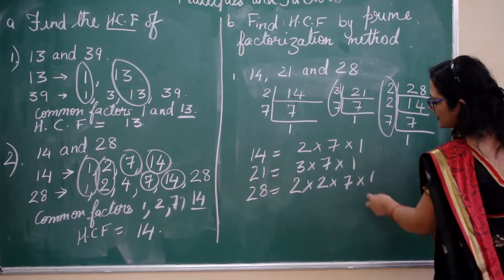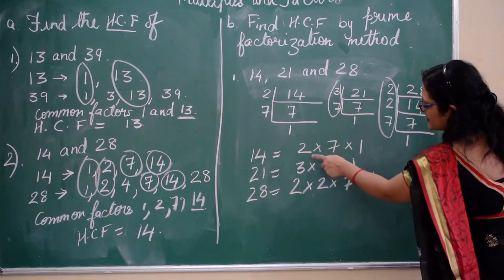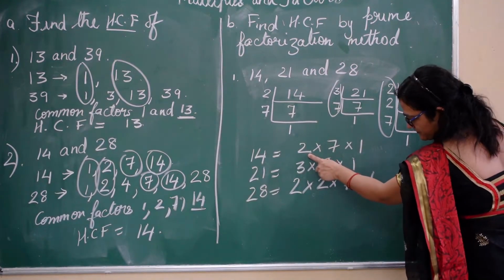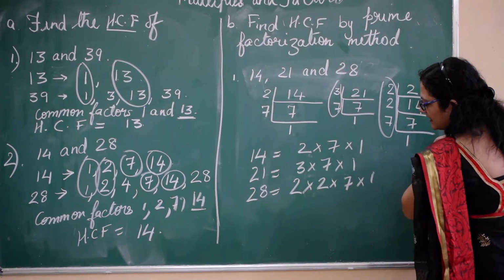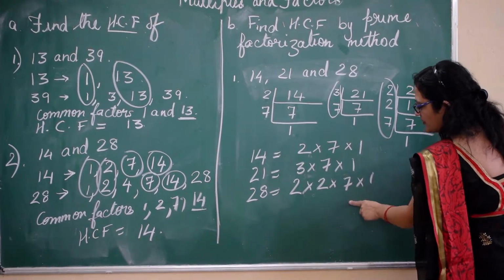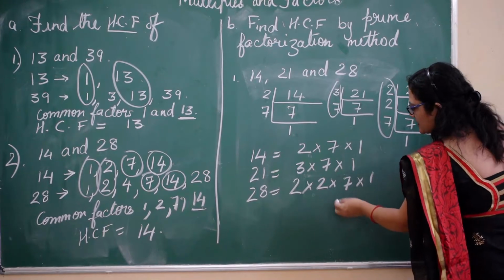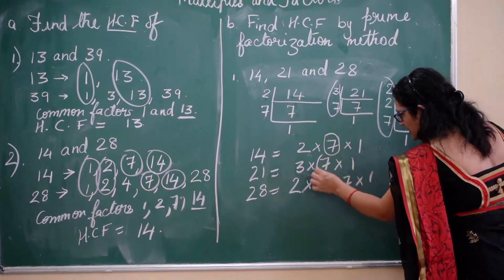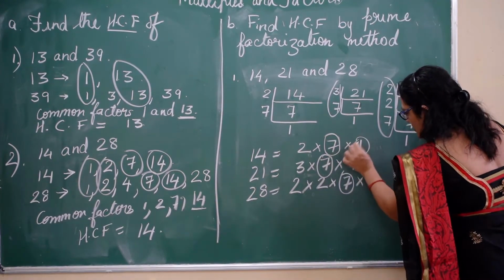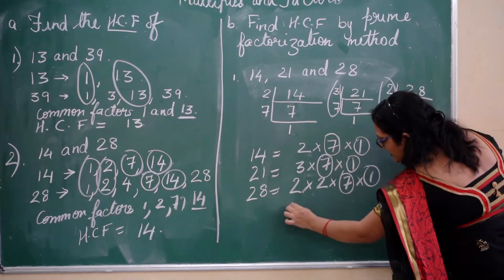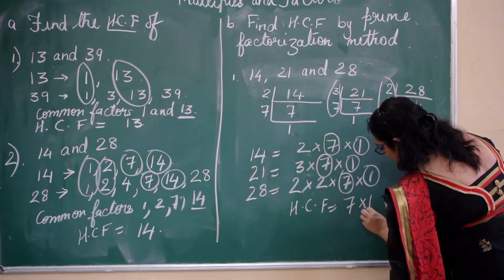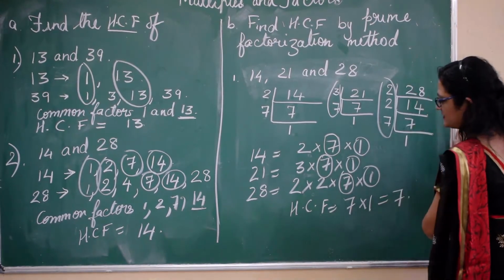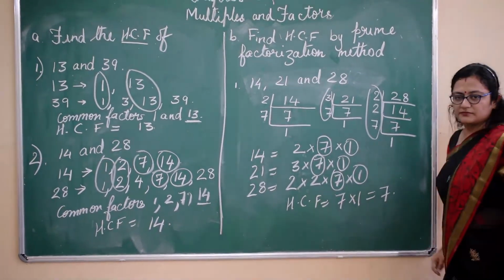Now we will take the common factors of all. This 2 is common in 14 and 28, but it is not common in 21, so we can't take it. The number that is common in all the 3: which number is it? Only 7 and 1. So HCF is 7 multiplied by 1, which is equal to 7.